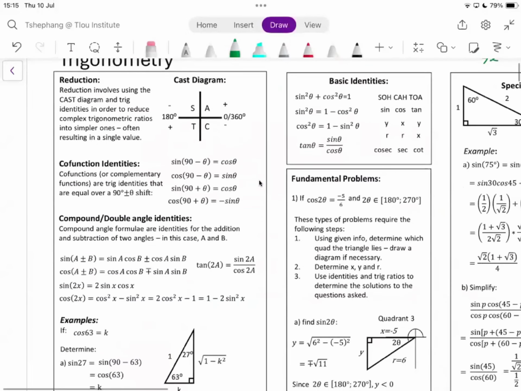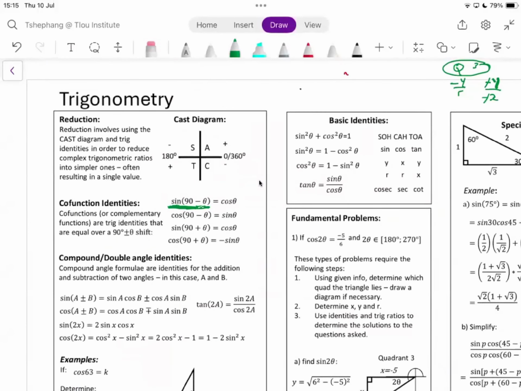Now we need to remember that sine of 90 minus theta is a co-function. We need to check, which quadrant is 90 minus theta in? It's going to be in quadrant number 1. What do we know about sine in this very quadrant? We know that it is positive. So we have a positive sign there, not the ratio, but the sign. Then it must change. It's going to change to cos. And that's how you deal with it.